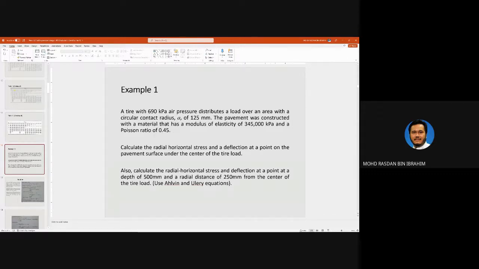Secondly, it asks us to calculate the radial horizontal stress and deflection at a point at a depth of 500 millimeters and a radial distance of 250 millimeters. So the depth is 500, the radial distance is 250 millimeters. It's like eccentric loading, if you are studying columns, isn't it? If the loading is a little bit off center, then that is the radial distance.